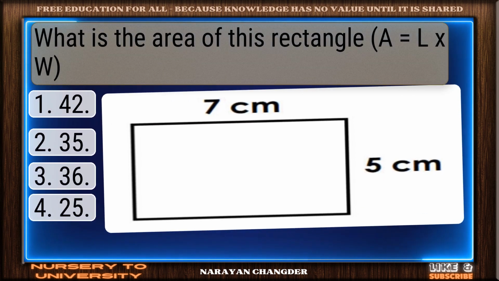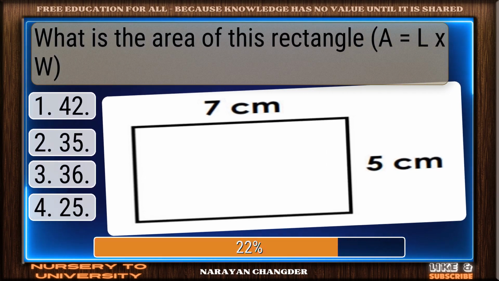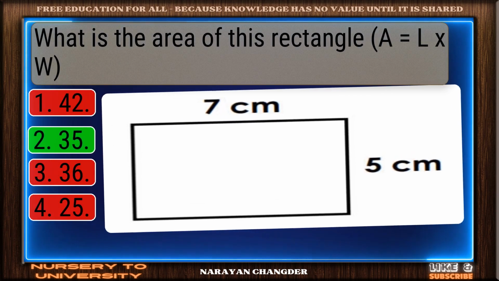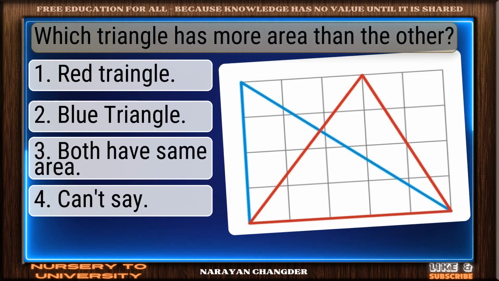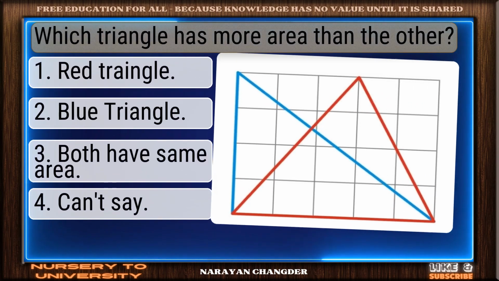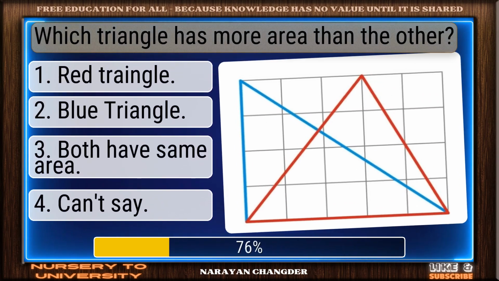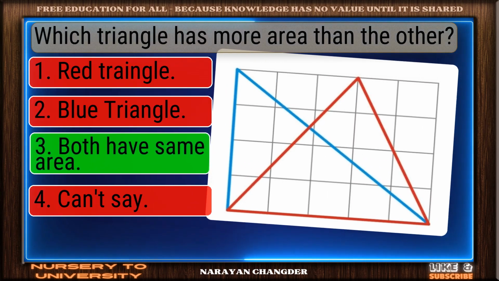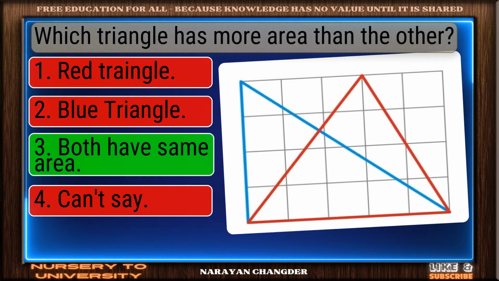What is the area of this rectangle? Good job. Your answer 35 works well here. Which triangle has more area than the other? Well picked. Both have the same area is the correct answer.